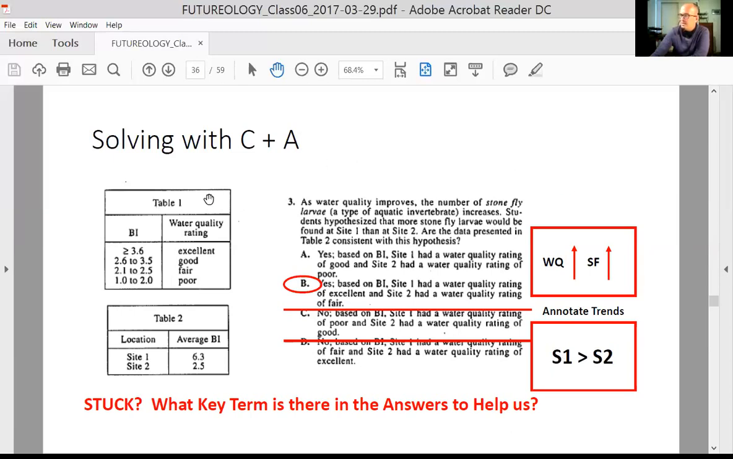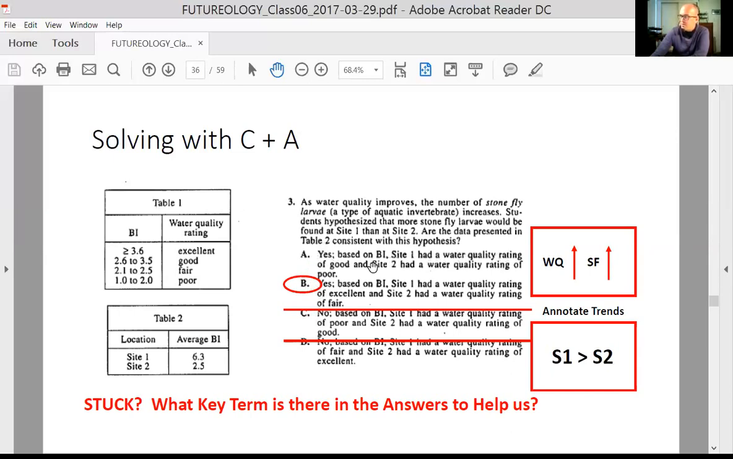Well, when we take a look at table 2, we notice that it is higher water quality at site 1 than site 2. Therefore, C and D are the wrong answers. Don't worry about answering the question all at once. Worry about crossing off the 2 answers. Then you can select whether it's A or B. It turns out that the selection between A and B is easy.